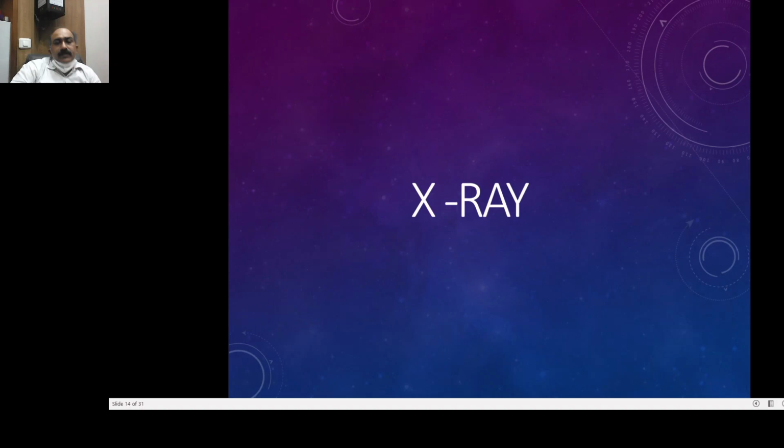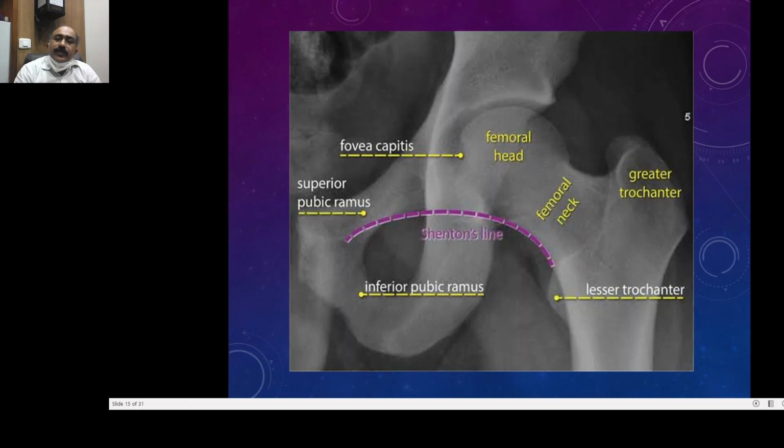Coming to X-ray examination, as they say, eyes don't see what mind doesn't know. First of all, you should know the normal anatomy on X-ray. This is X-ray of hip joint, AP view. You can appreciate femoral head, neck, greater trochanter, lesser trochanter, and superior and inferior pubic ramus. You should be able to appreciate this Shenton's line. This is very important.